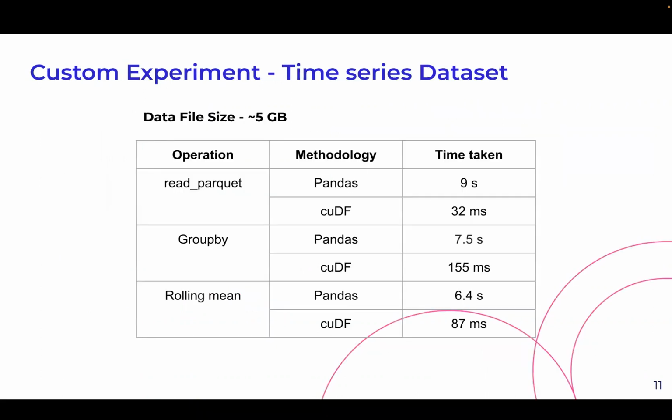These numbers are with a custom time series data set. I was looking at larger data file sizes, so I was experimenting with around 5 GB of data. Here is the time taken by Pandas as well as cuDF for different operations: reading Parquet format files, group by, and rolling mean aggregations. In all of these, you can see more than 50 times acceleration compared to the CPU numbers.